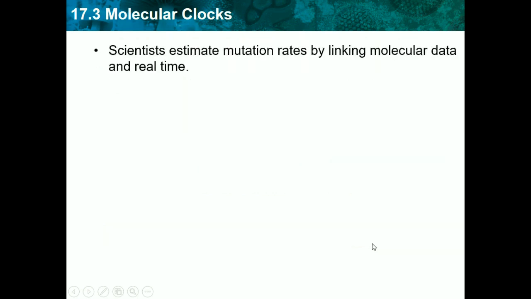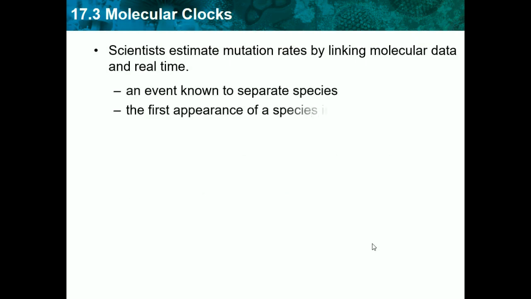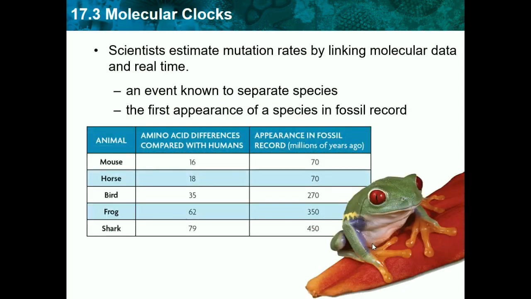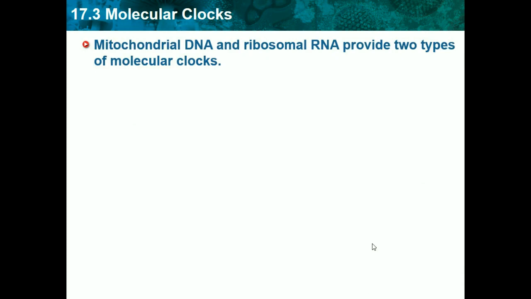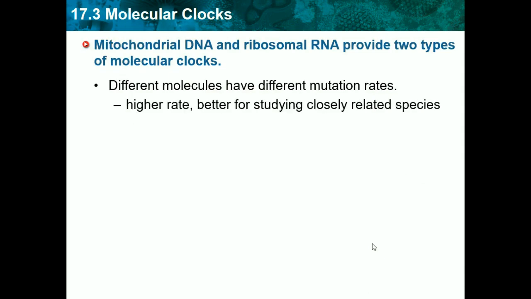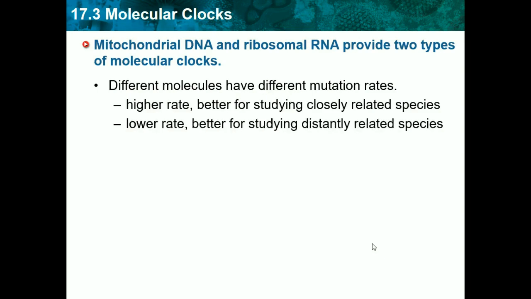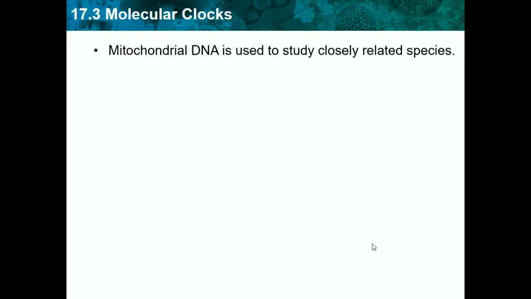So scientists estimate mutation rates by linking molecular data to real time: an event known to separate species, or the first appearance of a species in the fossil record. Mitochondrial DNA and ribosomal RNA provide two types of molecular clocks. Different molecules have different mutation rates. A higher rate is better for studying closely related species. A lower rate is better for studying distantly related species. And yet again, this isn't that important to understand or know.